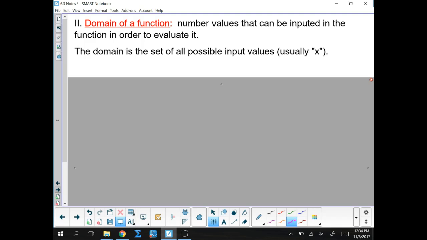Domain of a function. Second one. Number values that can be inputted in the function in order to evaluate it. So the domain is all those numbers that we can put into the function, and we get something else. Inputs. The domain is the set of all possible input values. Usually it's x. Could be t if it's a function of t. Could be theta if it's a function of theta. Whatever.